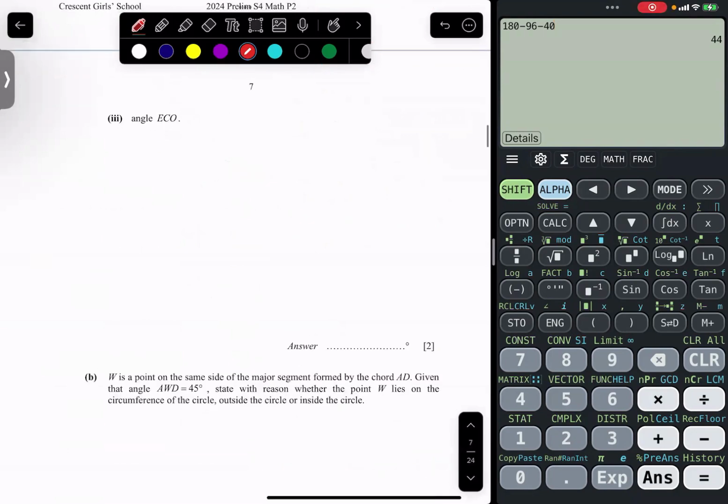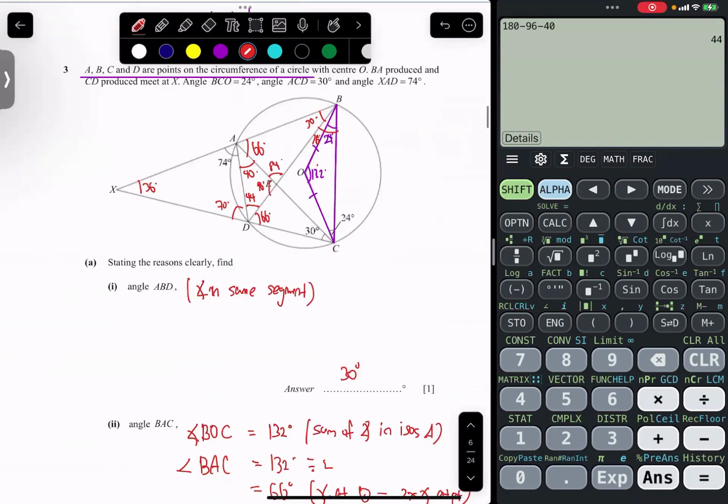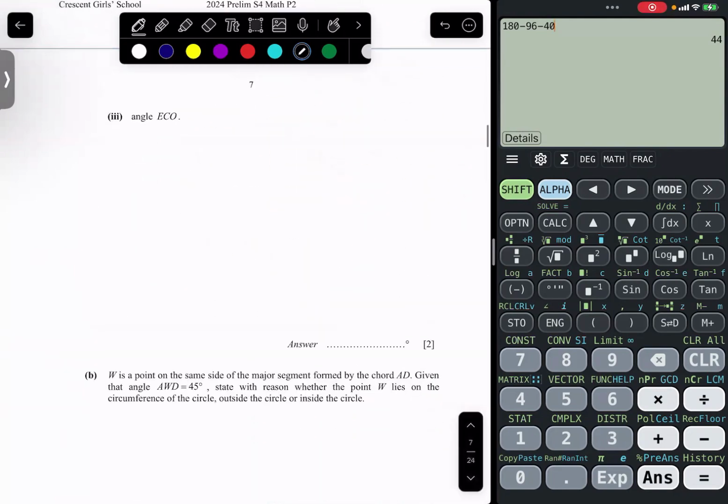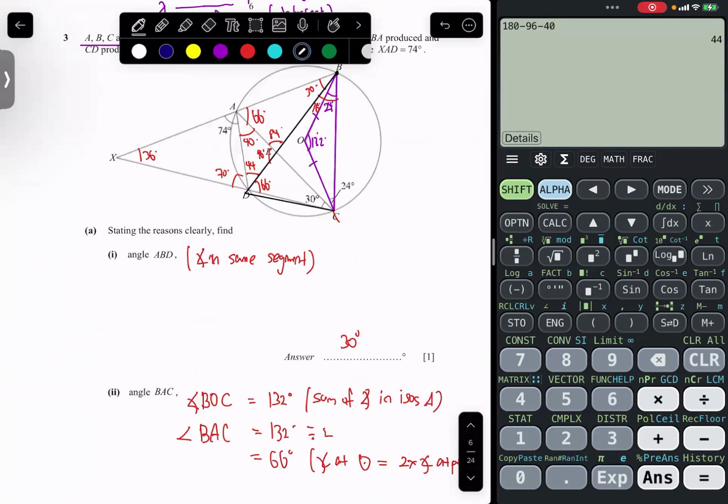Angle ECO. Where's E? ECO. We didn't find this angle, and then it got tested. But it's fine, because we have all the other angles. Okay, this angle, we look at all this side. Again, ECO. How should we do this? Well, how many marks is this? 2 marks. So much to explain for 2 marks though.